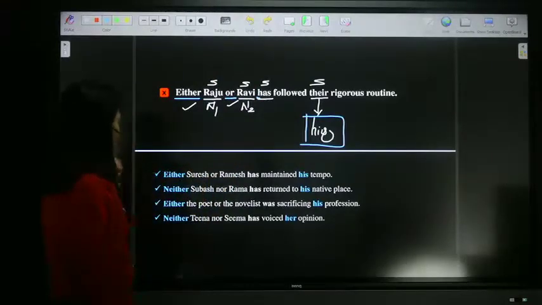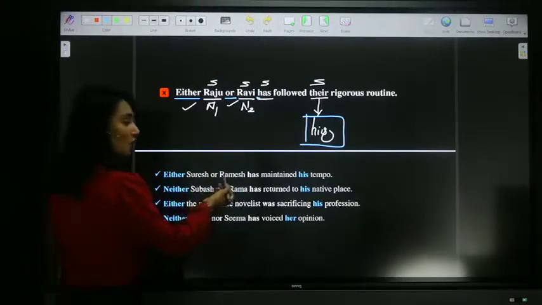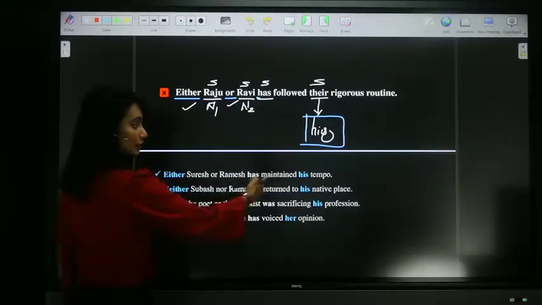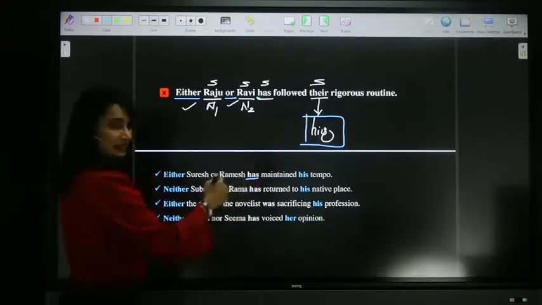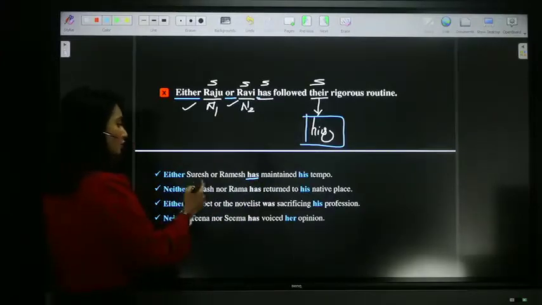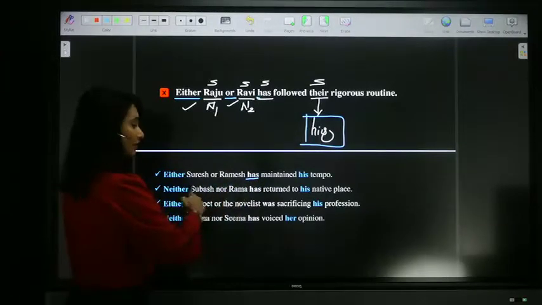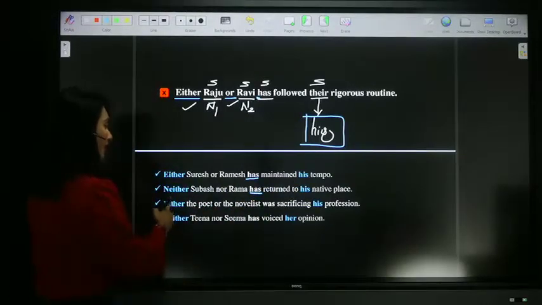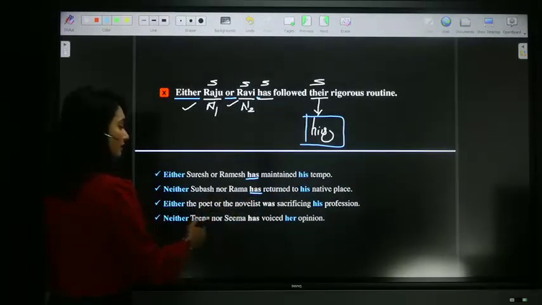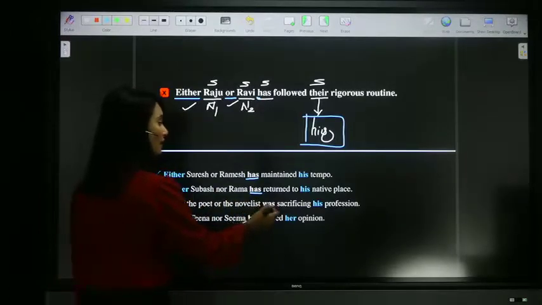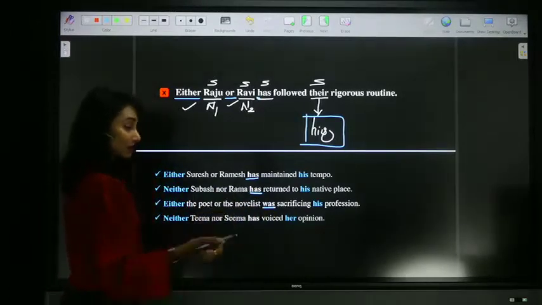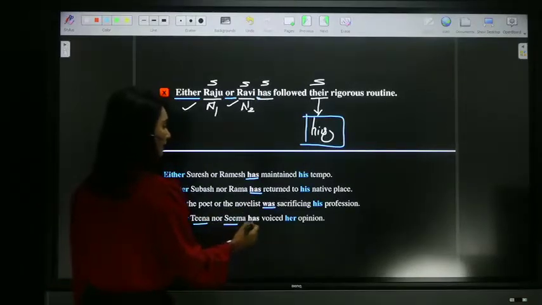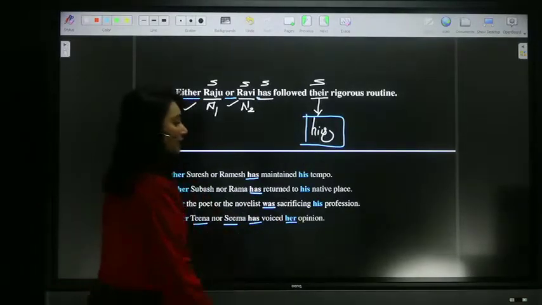Now look at these examples. Either Suresh or Ramesh, singular, singular. So singular verb and singular pronoun, has maintained his tempo. Neither Subhash nor Rama, singular, singular, has returned to his native place. Either the poet or the novelist, singular, singular, was sacrificing his profession. Neither Tina nor Seema, singular, singular, so has voiced her opinion.